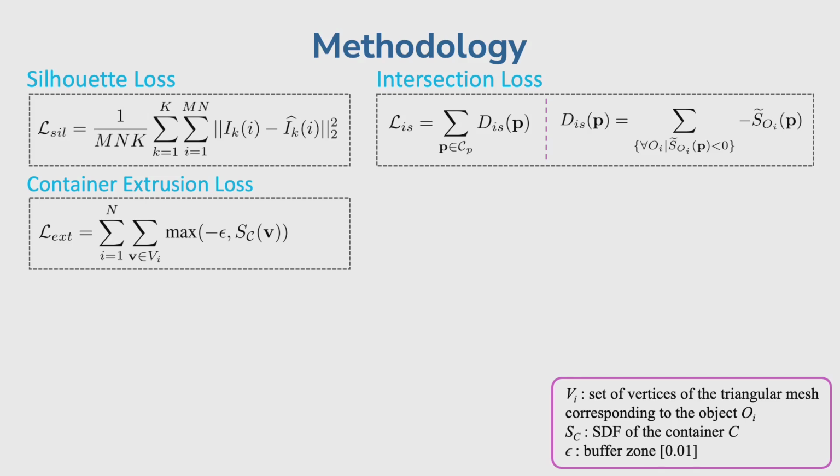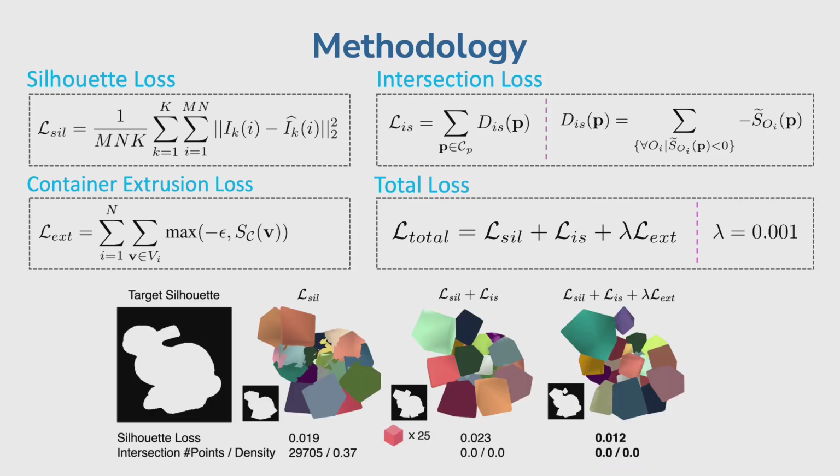The third and the final loss is the container extrusion loss, which is to prevent the objects from suddenly extruding out of the container boundary. Let Vi be the set of vertices of the triangular mesh corresponding to the object Oi, and SC be the SDF of the container C. Here epsilon is the distance between the vertex and the container's boundary that creates a buffer zone around the container boundary to control when the extrusion loss begins to be active. The total loss, therefore, is the combination of all three losses, and the effect of each loss on RASP can be well understood from the figure here.